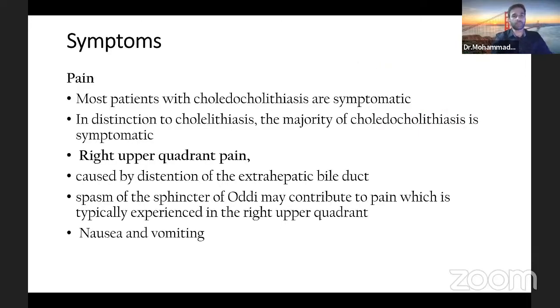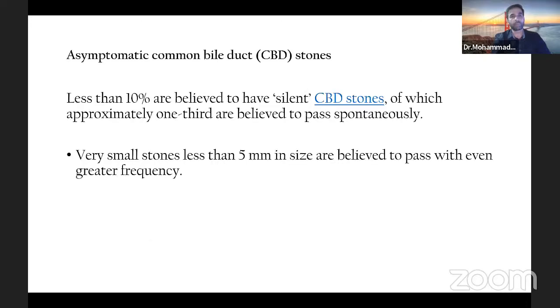What are the symptoms of choledocholithiasis? Most patients with choledocholithiasis, in distinction to cholelithiasis, are symptomatic. They present with right upper quadrant pain. This is caused by distension of the extrahepatic biliary ducts, and certain mechanisms are involved, like spasm of the sphincter of Oddi, which may contribute to the pain, which is typically experienced in the right upper quadrant. The patient can have associated nausea and vomiting.